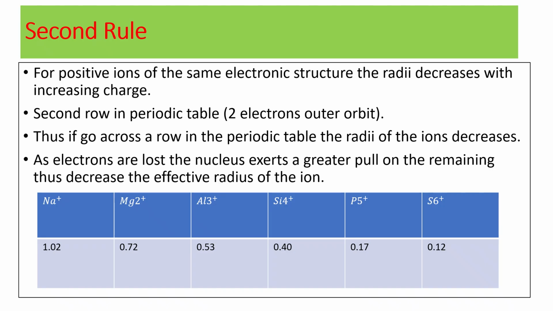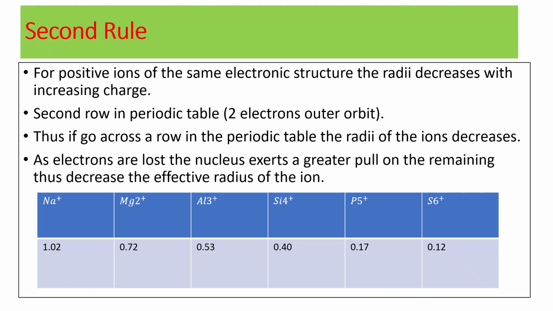Coming to the second rule, for positive ions of the same electronic structure, the radii decrease with increasing charge. If we go across a row in the periodic table, the radii of the ions decrease. As the electrons are lost, the nucleus exerts a greater pull on the remaining ones, thus there is a decrease in the effective radius of the ion.